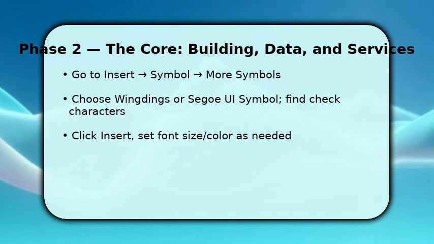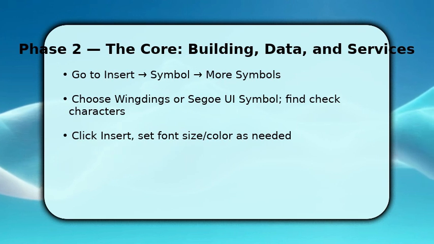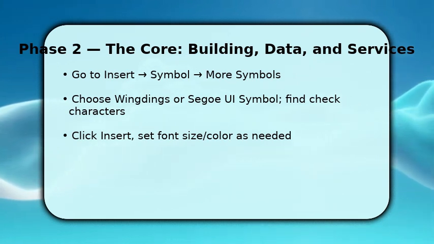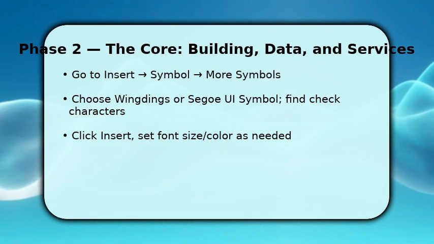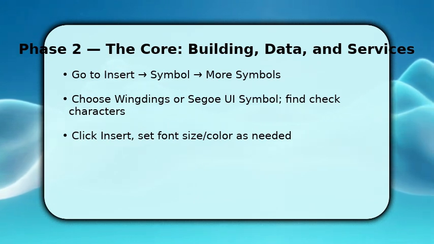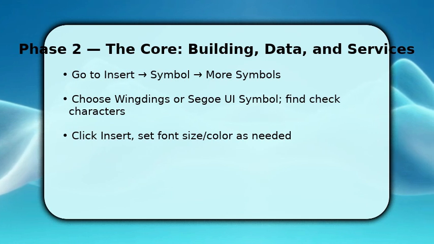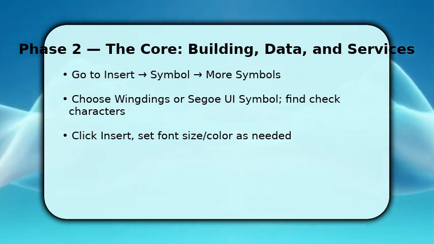Once you find the check mark, click Insert and adjust font size or color on the Home ribbon so it matches surrounding text. If you need repeat use, add the symbol to AutoCorrect or create a keyboard shortcut. This saves time and ensures consistent styling across the document.